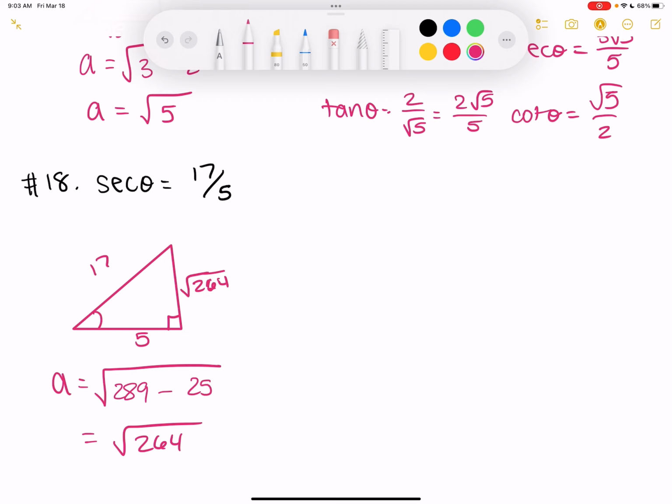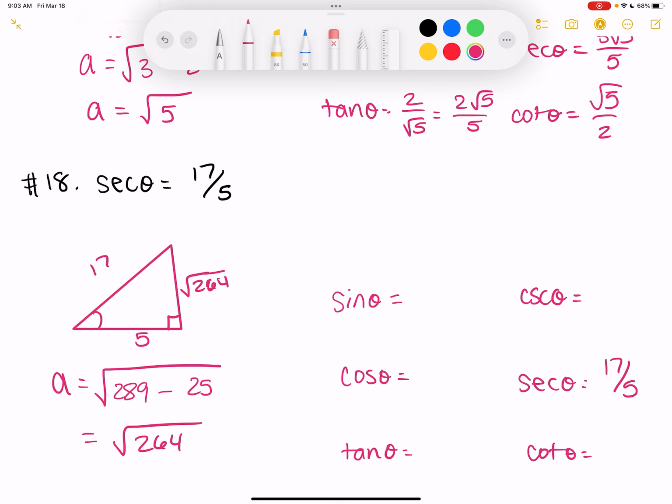We're not done. Sine theta equals. And I know that you can take something out of this, but don't. Square root of 264. Like, just leave it. Okay, so sine is opposite over hypotenuse. 5 over 17. Square root of 264 over 17. Oh, sorry, I forgot that we already did that. And it's 5 over 17.